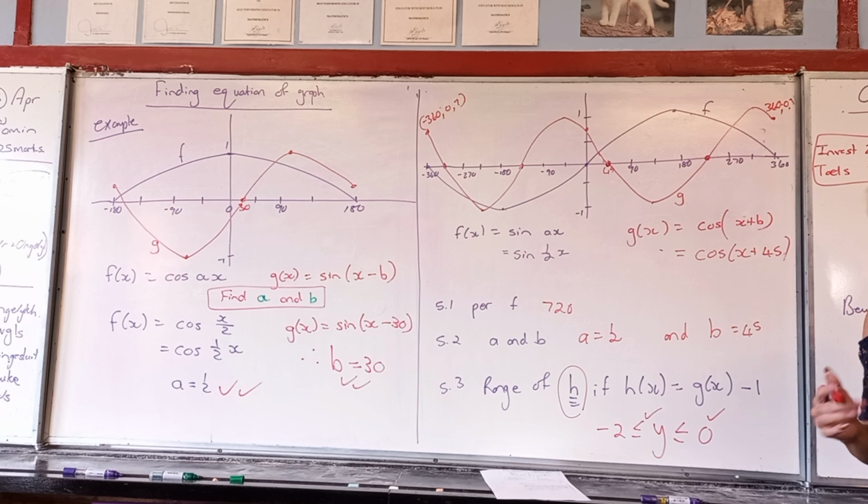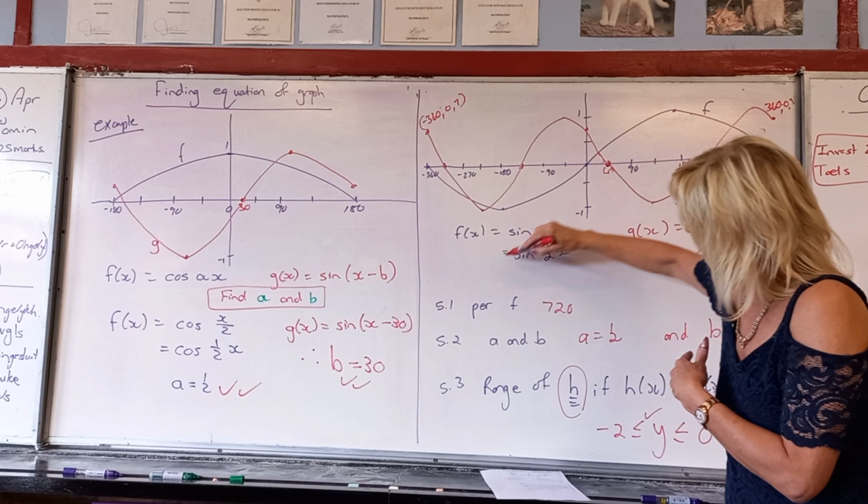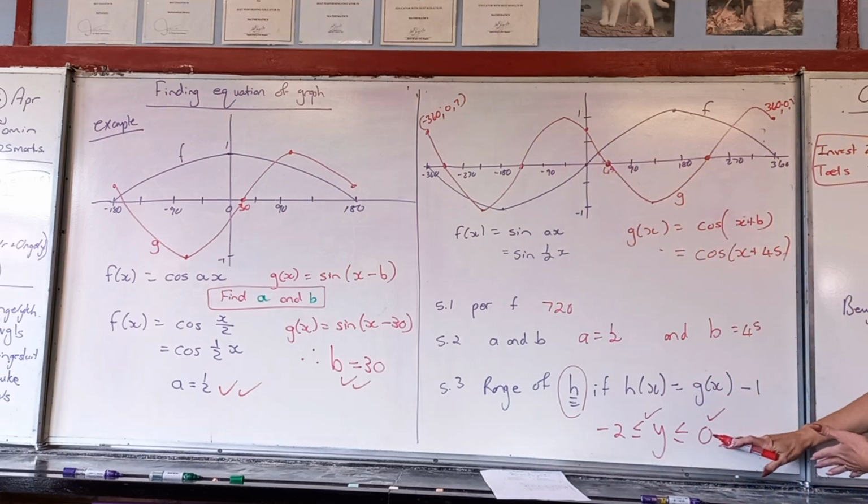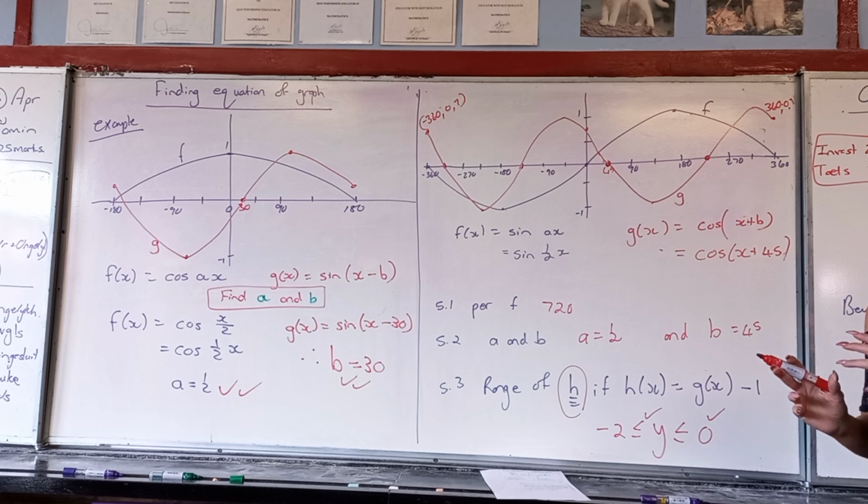Are you with me? But it's all about knowing that this says there's a transformation taking place on G, and then that new graph that would have been down by one unit will now be only between negative 2 and 0. 2 marks. Okay, tricky. Got to read very carefully.